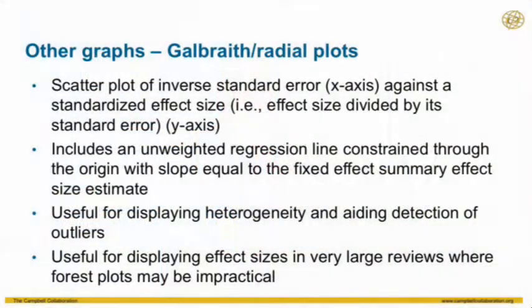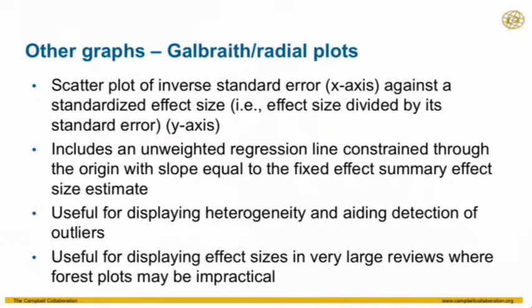So one is a Galbraith plot or a radial plot. These are useful. You don't see them that much, but they're very useful in large reviews where a forest plot may not be practical to do. Essentially, they're scatter plots again, but what you're plotting is the inverse of the standard error of your effect size against a standardized measure of your effect size. So typically your effect size divided by its standard error, so really a z-score.